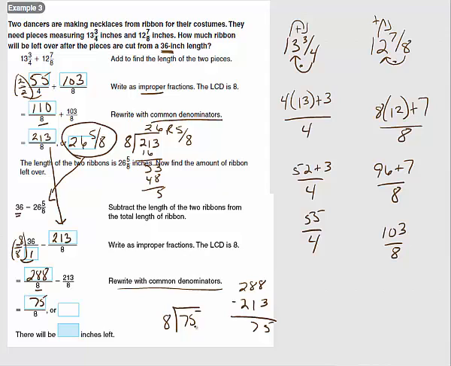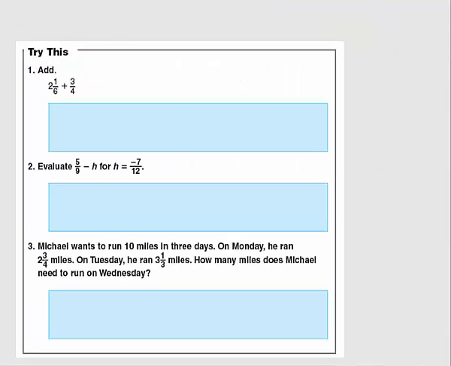So I have 75/8, which if I simplify, 8 goes into 75 how many times? That's right, 9, with a remainder of 3. So it's 9 and 3/8. So there will be 9 and 3/8 inches left.